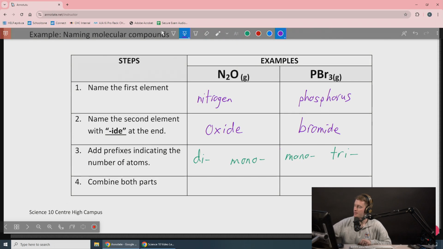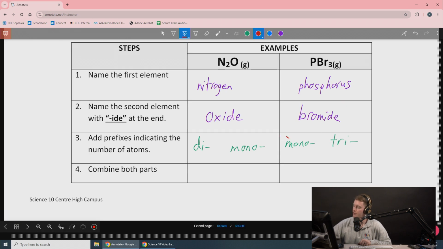Now we have to make a little exception to our prefix rule here, and I know that's slightly annoying, but the first element actually doesn't get the mono prefix. I'm going to make a little note here. No mono on the first element.